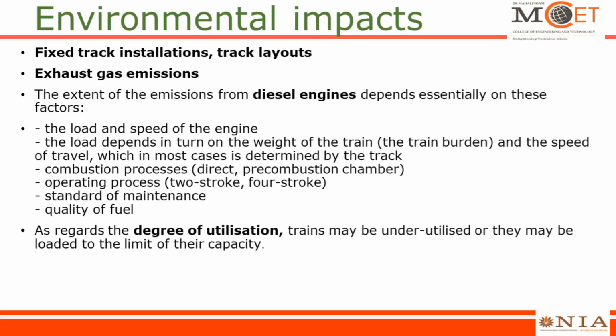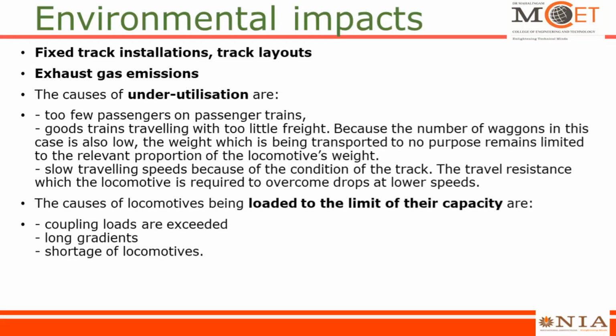The causes of underutilization: too few passengers, that is very few passengers on the passenger trains; goods trains traveling with too little freight, meaning too little goods. Because the number of wagons in this case is also low, the weight which is being transported to no purpose remains limited to the relevant proportion of the locomotive's weight. Slow traveling speeds because of the condition of the track. Travel resistance which the locomotive is required to overcome drops at lower speeds.